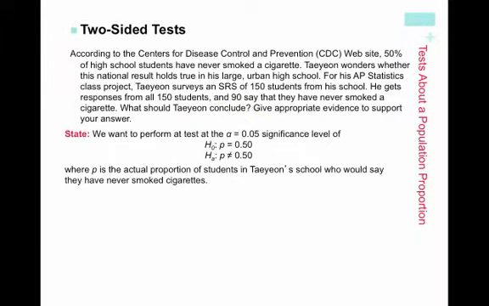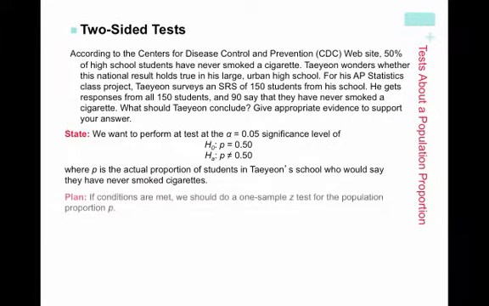So we're going to do a significance test at alpha equals 0.05 significance level, with the null hypothesis being that the proportion is 0.5 and the alternative hypothesis being that it is not 0.5. And p is the actual proportion in Taeyeon's school who would say they have never smoked cigarettes. So we have to check our three conditions. If they are met, we're going to do a one sample z-test for the population proportion.